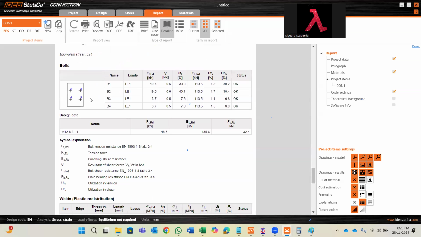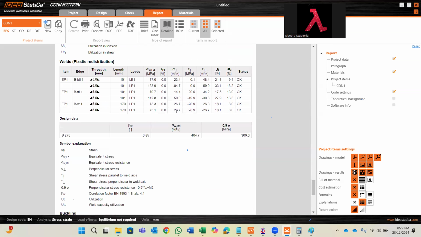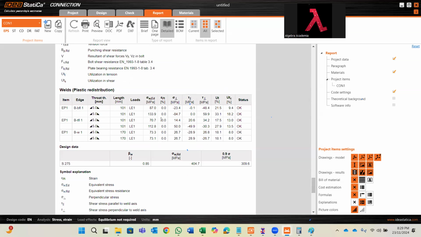Okay, and yeah, going with the bolt, each bolt, what is the utilization factor which has been taken. Okay, and going down, yeah, based on the weld thickness, what is the utilization ratio?